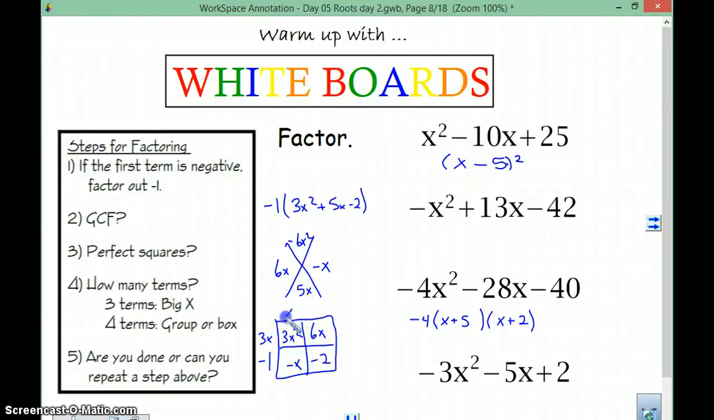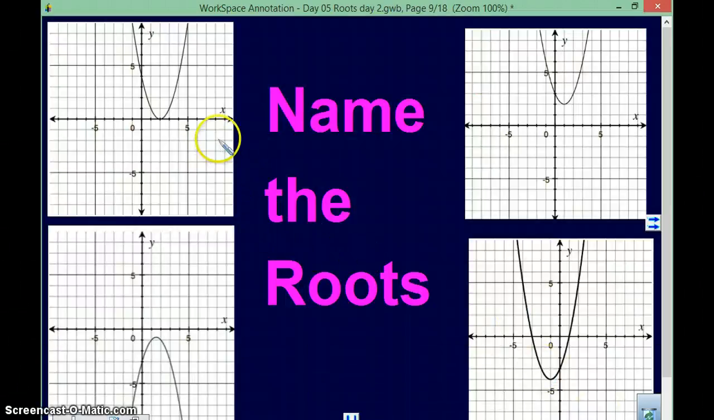x plus 2. Now double check. 3x squared, does all the multiplication work out? It does. Final answer. Don't forget the negative 1 GCF. Negative 1 times x plus 2 times 3x minus 1. Good? All right.